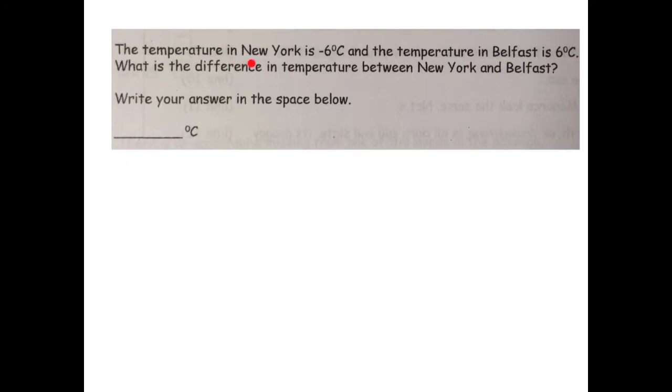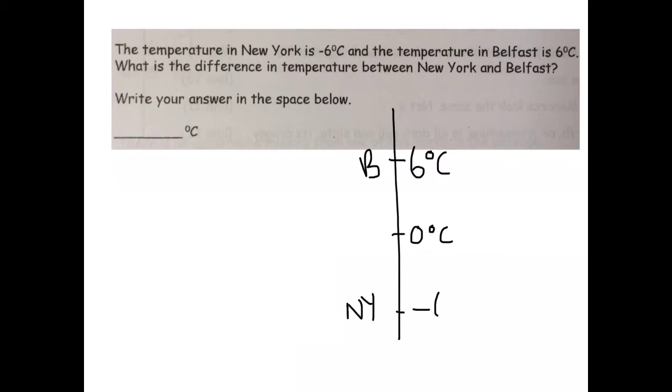The temperature in New York is minus 6 degrees Celsius, the temperature in Belfast is 6 degrees Celsius. What is the difference in temperature between New York and Belfast? Again, let's draw a little quick thermometer. There's our 0 degrees Celsius. We know that Belfast is up at 6 degrees, whereas New York is down at minus 6 degrees.